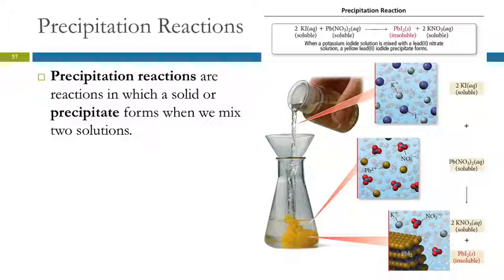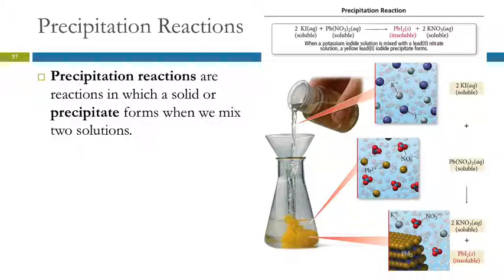So in this example, we have potassium iodide. All potassium compounds are soluble, right? So that's going to dissolve in water. And here we have lead nitrate. All nitrate compounds are soluble. And so that's going to dissolve in water. So we have this solution with the potassium iodide, and we have this solution down here with the lead nitrate, and they dissolve very nicely.